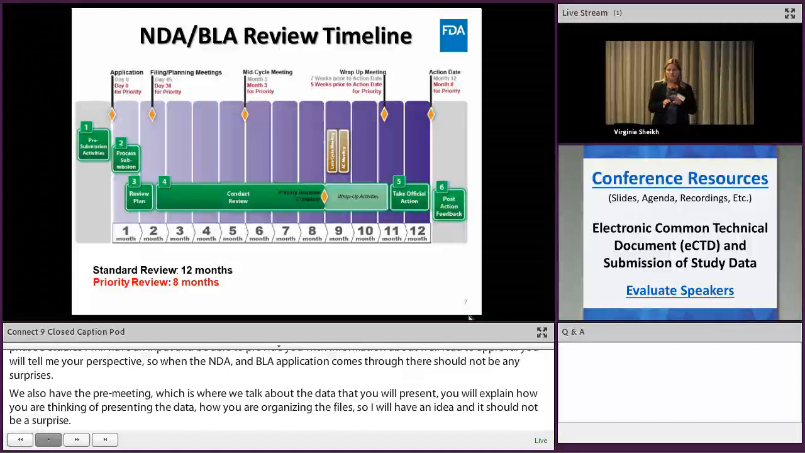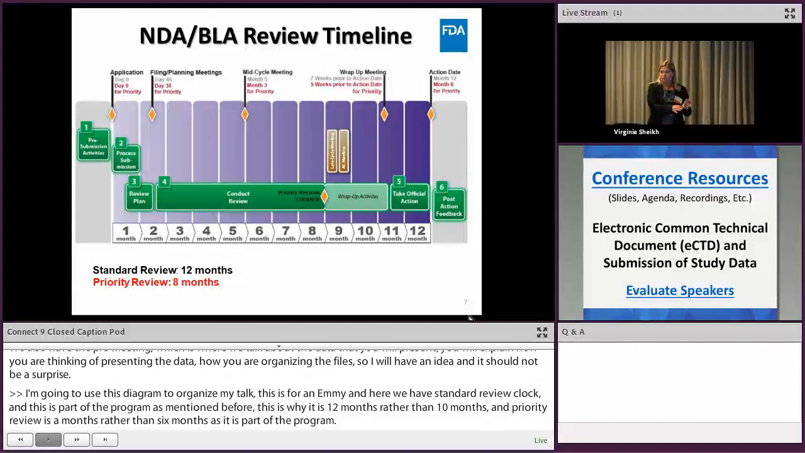This is for NMEs. And this is a standard review clock, and this is part of the program as mentioned before, so that's why it's 12 months rather than 10 months, and then for priority review, it's 8 months rather than 6 months because it's part of the program. And the first box you see in red is the pre-submission activities.